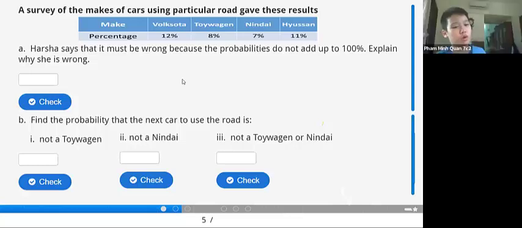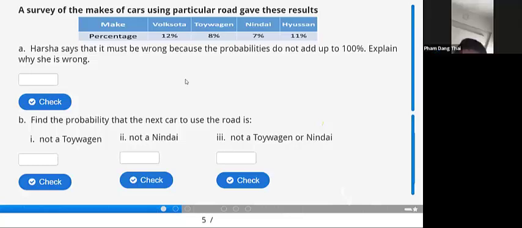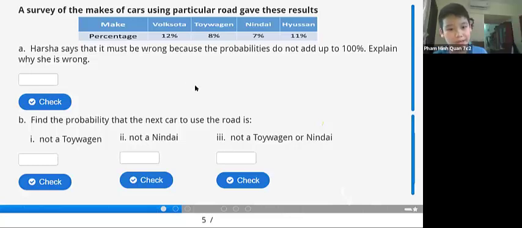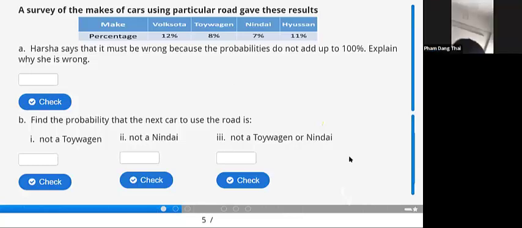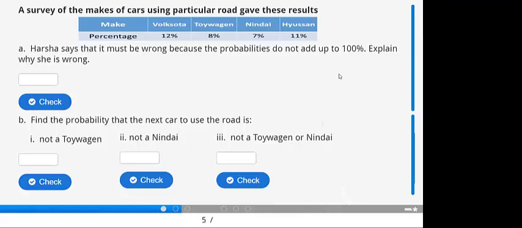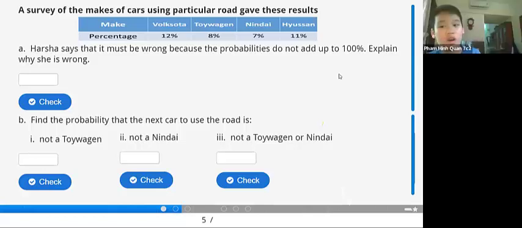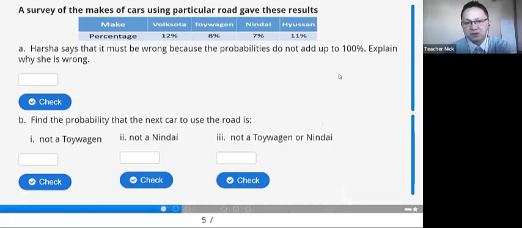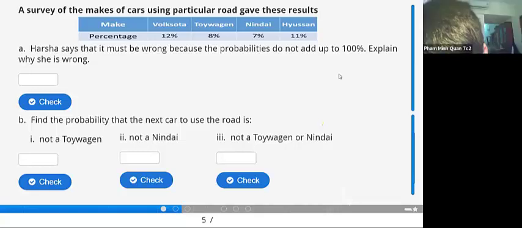I think she's wrong because first of all, there could be not a lot of cars on the road. So basically, it cannot always be 100% cars. Oh, so you are saying that if you add all the percentages here, it will not be 100%? Yes, it cannot be 100% cars. All right, very good.